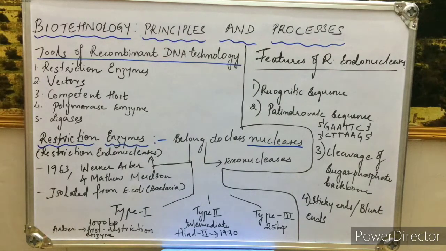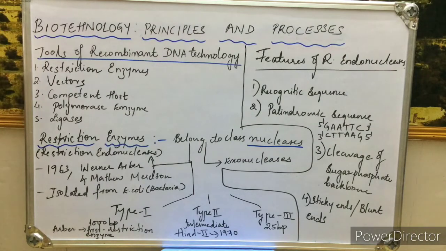Last one is ligases. Now, what are these ligases? I have already told, these are once again the set of enzymes which is going to join the two cut DNA fragments. One enzyme is going to cut the DNA sequence and the other enzyme is going to join the DNA sequences in order to get the new combination known as recombinant DNA. So all these are the tools of recombinant DNA technology.